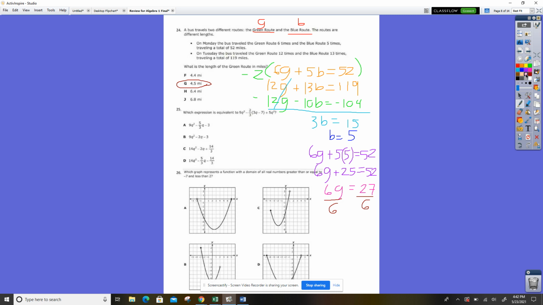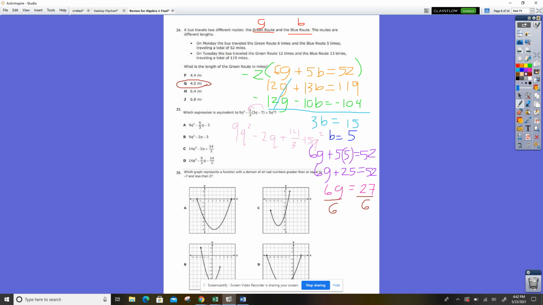Number 25 says, which expression is equivalent to 9q squared minus 2/3 times 3q minus 7, plus 5q squared? The first thing I need to do is eliminate these parentheses by distributing. So I have 9q squared, minus 2/3 times 3q is negative 2q, plus 14/3, plus 5q squared.